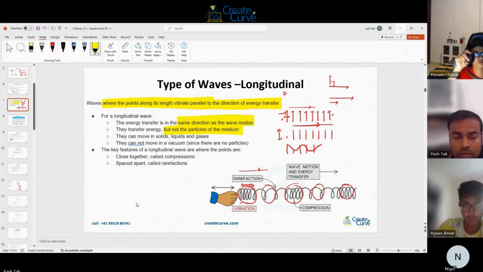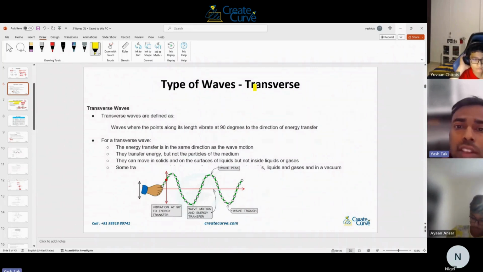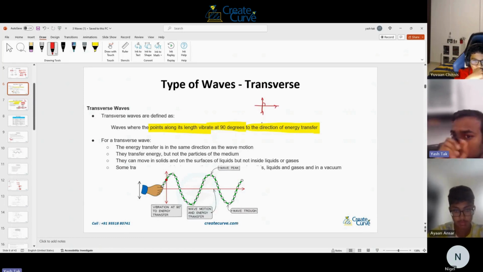Yeah, done, sir. Okay. The second type of wave, as I told you, we call the transverse wave. In a transverse wave, points along the length vibrate at 90 degrees to the direction of energy transfer. Basically the particles' motion is perpendicular to the wave propagation. So energy transfer and particle motion are at 90 degrees to each other. That type of wave we call the transverse wave.